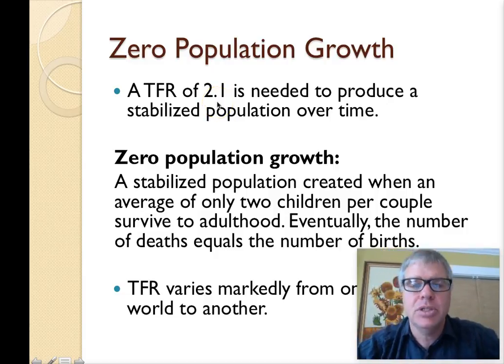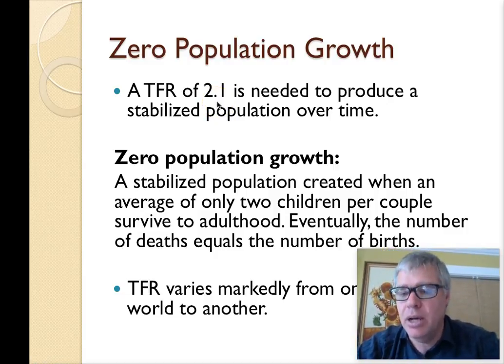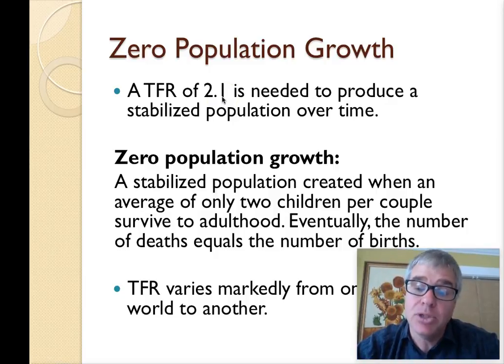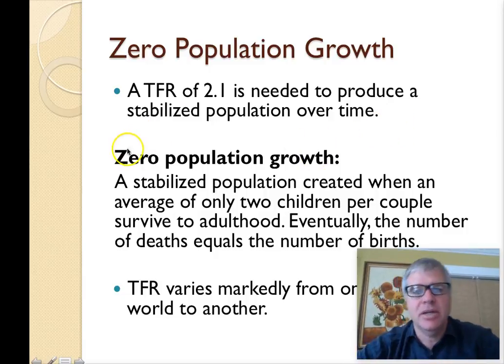Well, this is because some kids are going to die before they are able to reach reproductive age. And so the reason why there has to be 2.1 is to account for the fact that there will be some children that won't make it to 15. Right. But there's this idea that you can achieve zero population growth with this kind of TFR.